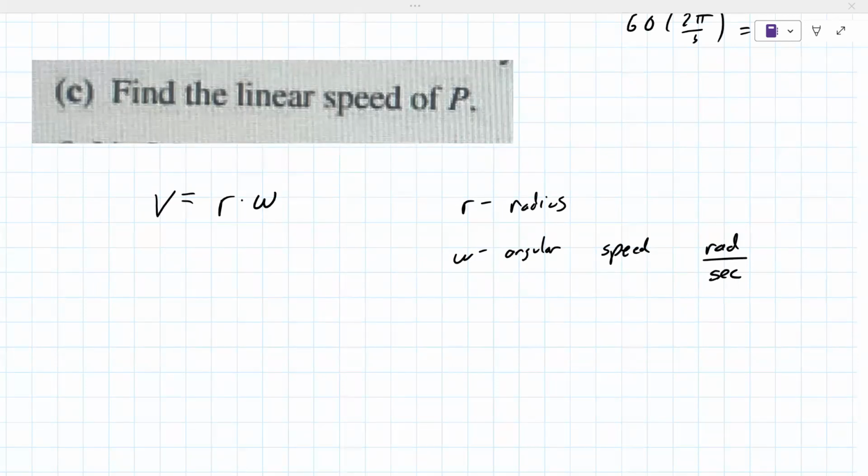So you may see a problem where they don't give you the radians per second, and you'll have to maybe convert.